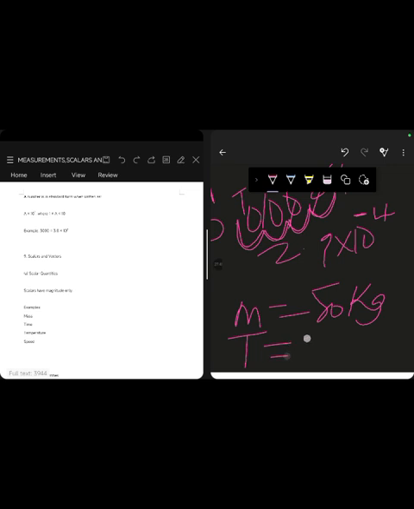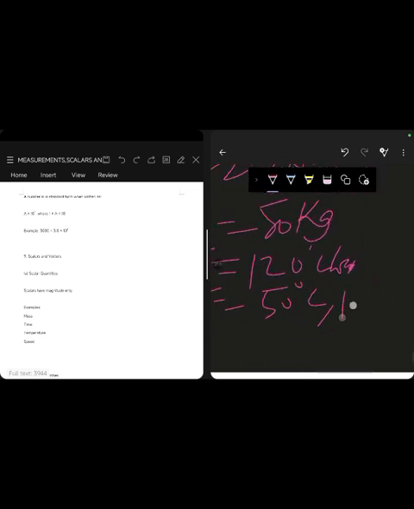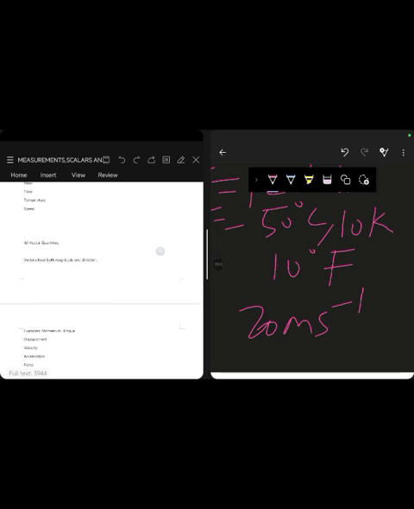The time is 12 o'clock. That's all. There's nothing like 12 o'clock to the north or 12 o'clock to the south, right? Temperature is 50 degrees Celsius, or maybe the temperature is 10 Kelvin, or it is 10 degrees Fahrenheit. Are you getting me? There is no direction. Speed also. Speed is maybe 20 meters per second. There's no direction.